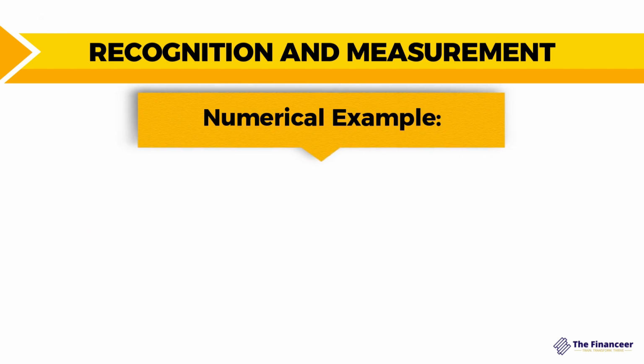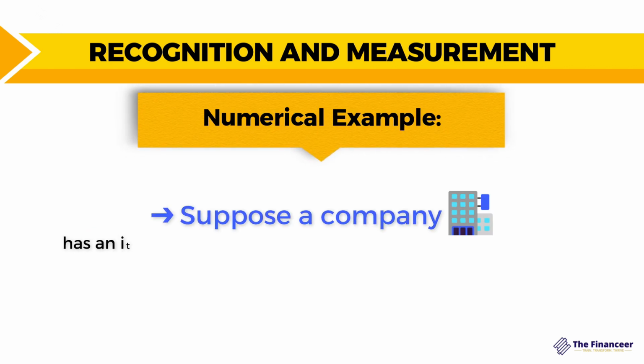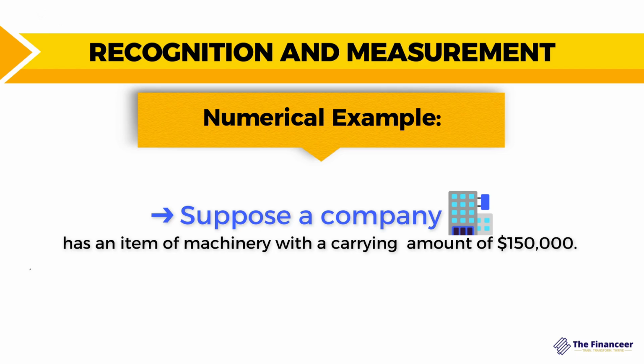Now, let's take an example. Suppose a company has an item of machinery with a carrying amount of $150,000. So this carrying amount is updated until the date of the classification, meaning that the accumulated depreciation is updated up to the date of the classification.